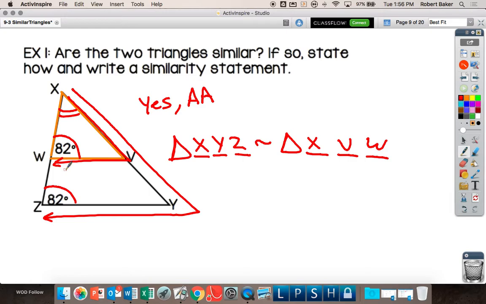How do y'all feel about this? Is it weird? You have 3 shortcuts instead of 4? We're writing similarity statements instead of congruent statements.